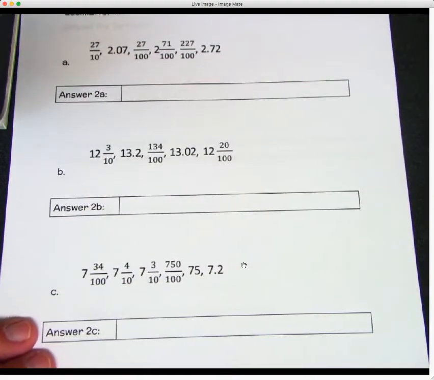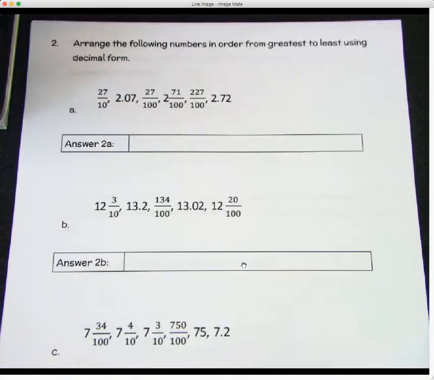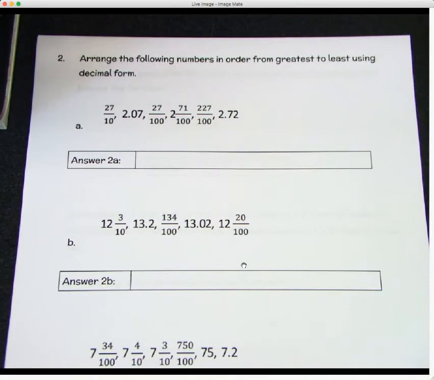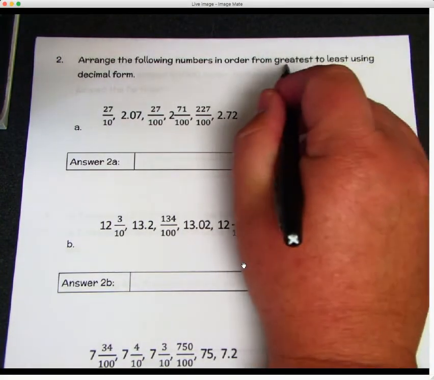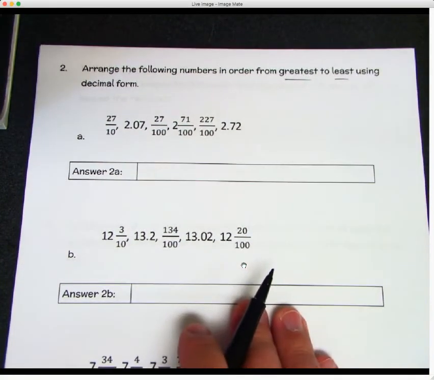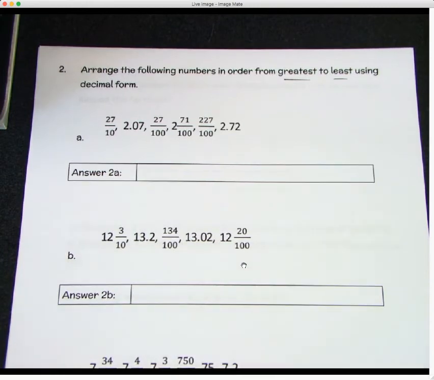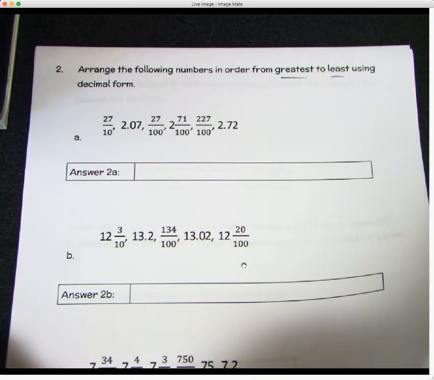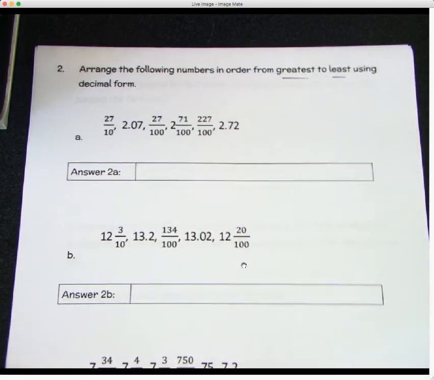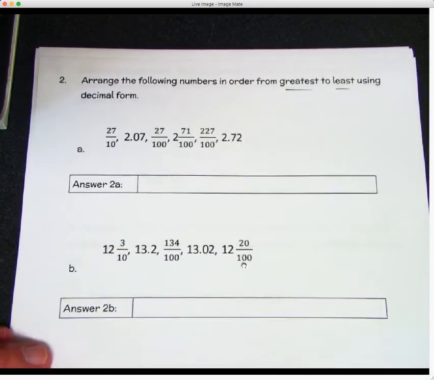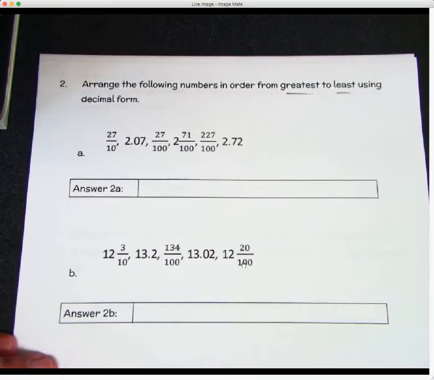You're going to have some more to do, and you're just going to have to put them in, well, look here, greatest to least. It's just going to change it up on you. So we're going to do greatest to least in decimal form. I'm not going to work all of these for you because I think you got the hang of it by now, and you need to practice more than I need to do them. So I'm going to let you practice some.